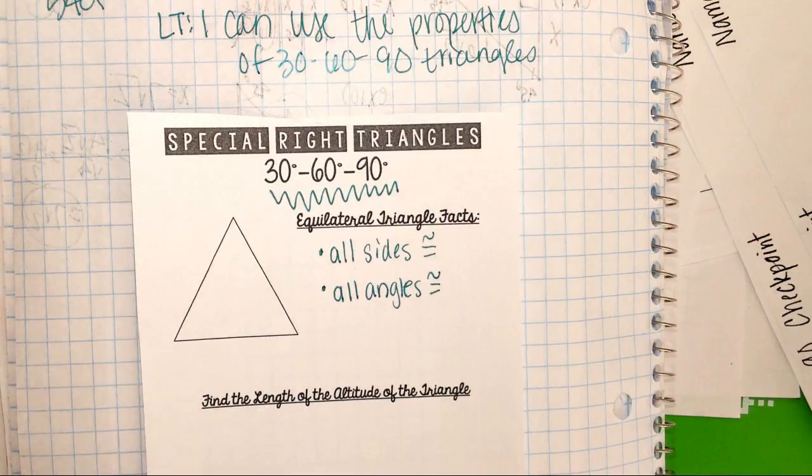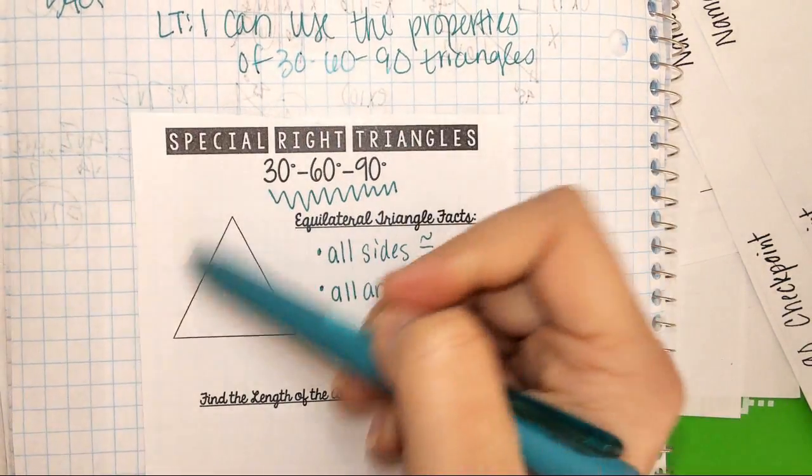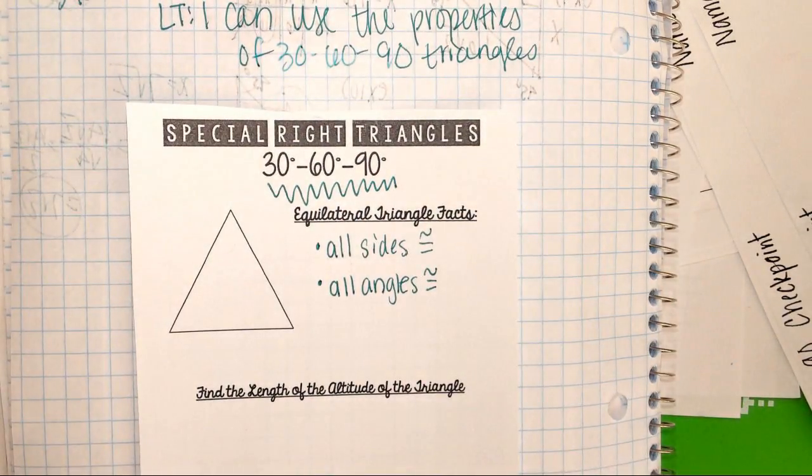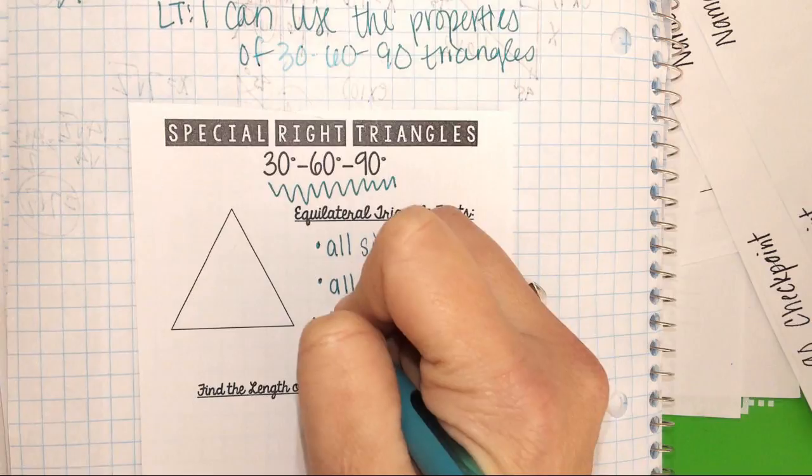What do we know about the measure of the angles? If they're congruent, what are they? They're all 30. 30 plus 30 plus 30 is not 180. What's the sum of a triangle? 60. They're 60. All angles are 60 degrees. Both of you get a point.